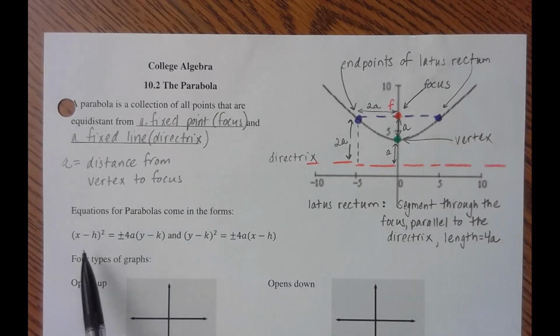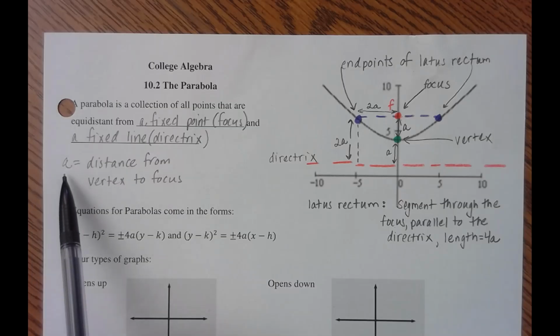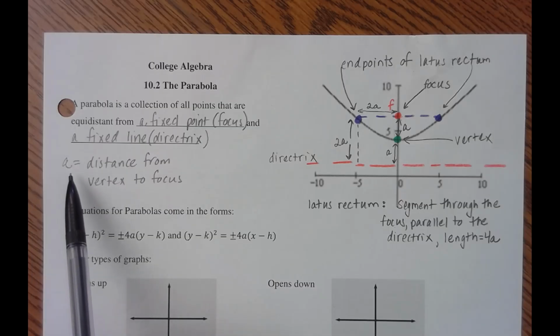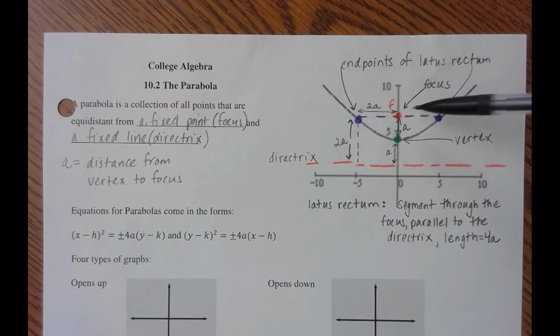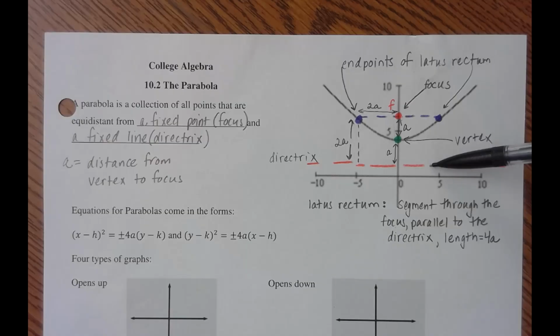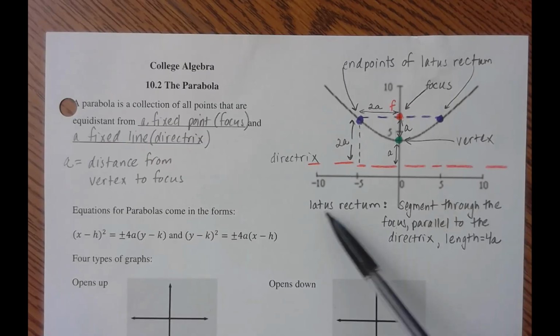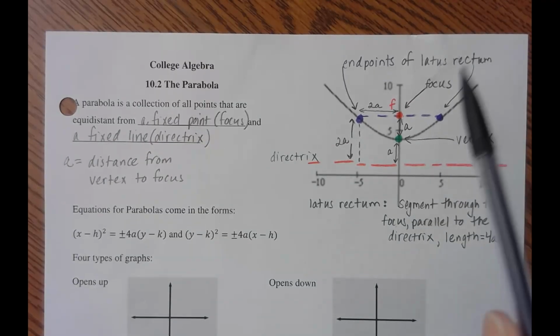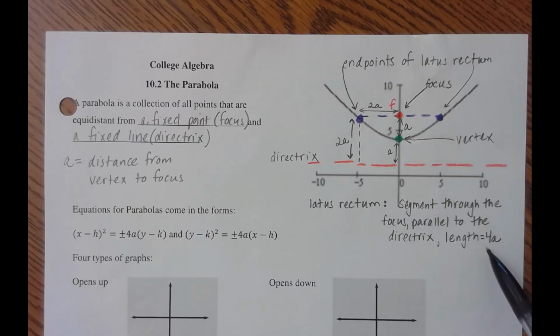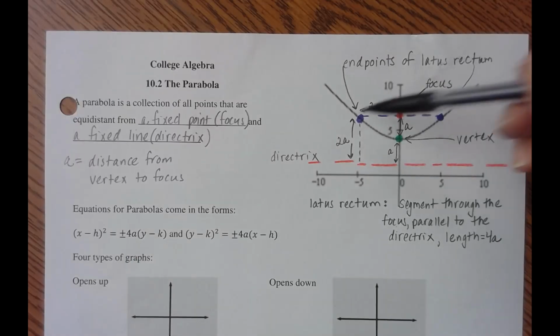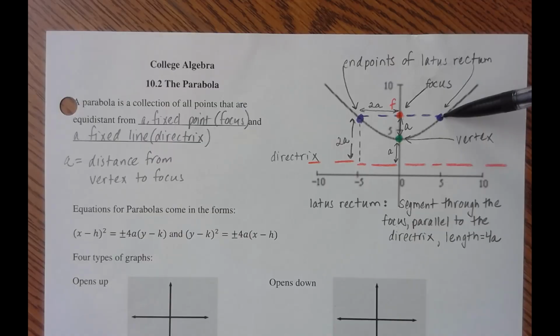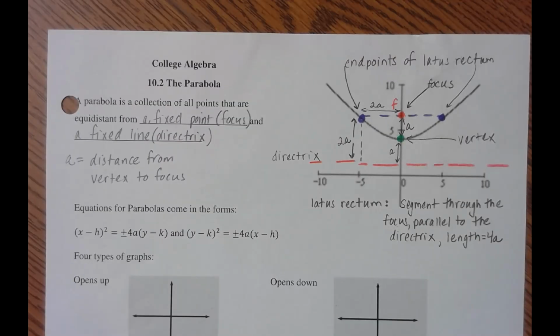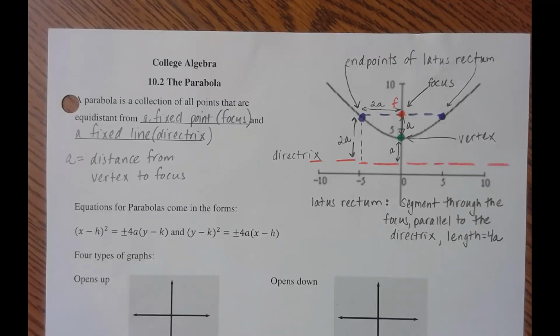So when we look at the equations for our parabolas, a is the distance from the vertex to the focus. This segment that goes through the focus and is parallel to the directrix is called the latus rectum, and it has a length of 4a, which you can see shows up in the equations for parabolas. These specific points here are the end points of the latus rectum. And here's the vertex. All right.